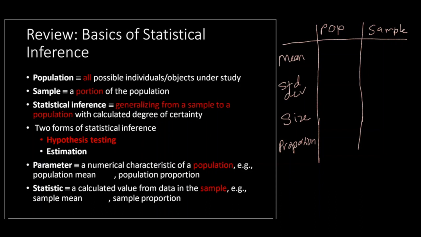In your course, we'll discuss two types of statistical inference. The first one would be hypothesis testing, and the second one is estimation. This we've discussed in the previous lecture. Population parameter would be any numerical characteristic that describes your population. For example, your population mean, which is mu, and your population proportion, which is the lowercase p.